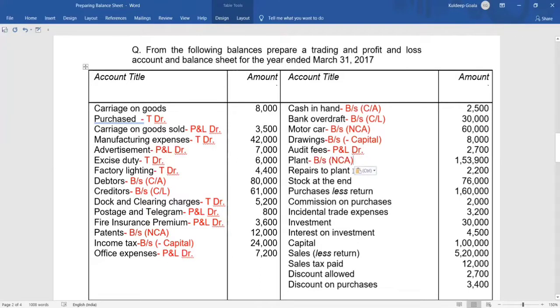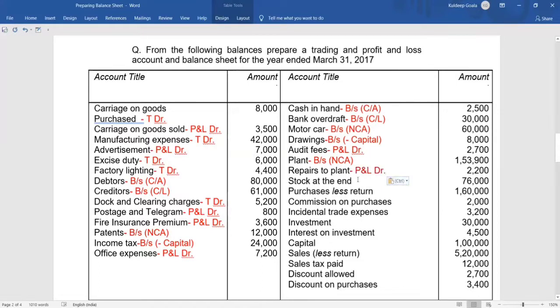Coming to the next one, repairs to plant. Repairs to plant will be a profit and loss item. Okay, repair and renewal, all this comes under the profit and loss account. And which side? Debit side. Okay, so it will come in the profit and loss debit side.